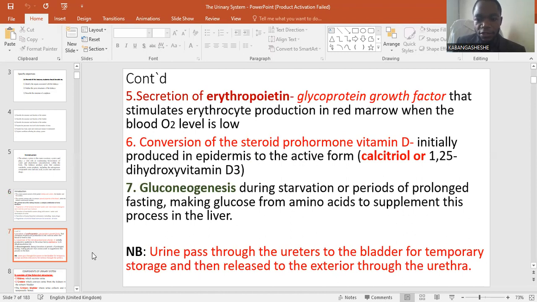Then there is conversion of steroid prohormone, which is vitamin D. In the synthesis of vitamin D, the kidneys play a vital role together with the skin. Vitamin D is essential for bone development, for bones to maintain their structural strength to support the entire body as a skeleton. They need an adequate amount of minerals, for example, calcium.